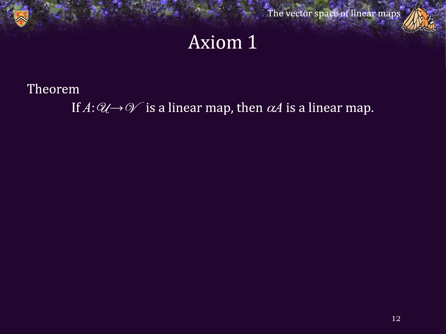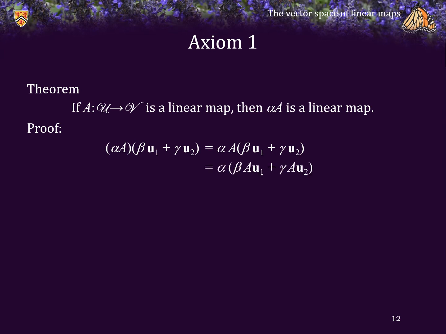Now, if A mapping a vector space U onto a vector space V is linear, we want to show that alpha times A is a linear map. Proof. Well, let us apply alpha A onto this linear combination of vectors in U. Well, that's just alpha times A applied to that same linear combination. And because A is linear, A distributes throughout that linear combination. That's the definition of a map being linear.